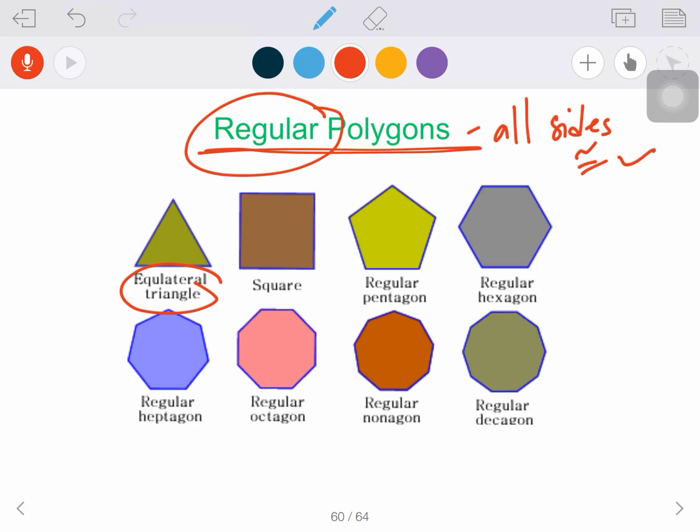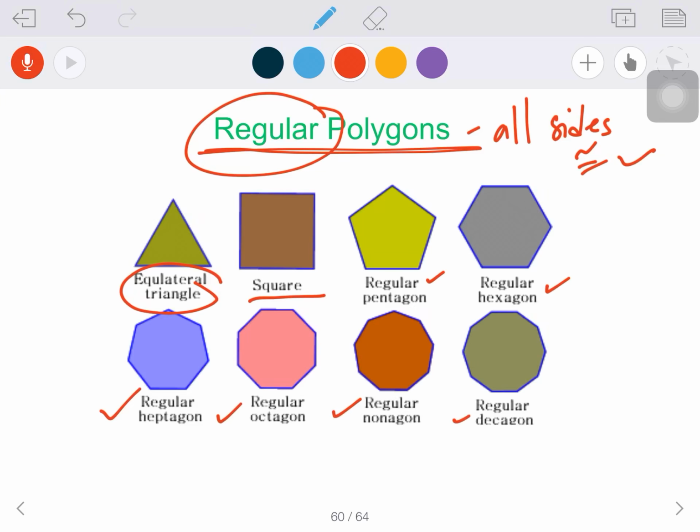If it has 4 sides and it's a regular polygon, it's called a square. You cannot say rectangle. Rectangle is not a regular polygon because not all sides are congruent. If it has 5 sides, it's called a pentagon. And our example earlier is a pentagon. What about if it has 6 sides? A regular polygon with 6 sides is called a hexagon. To continue, if it has 7, it's heptagon. If it's 8, it's octagon, 9, nonagon, and 10, decagon.